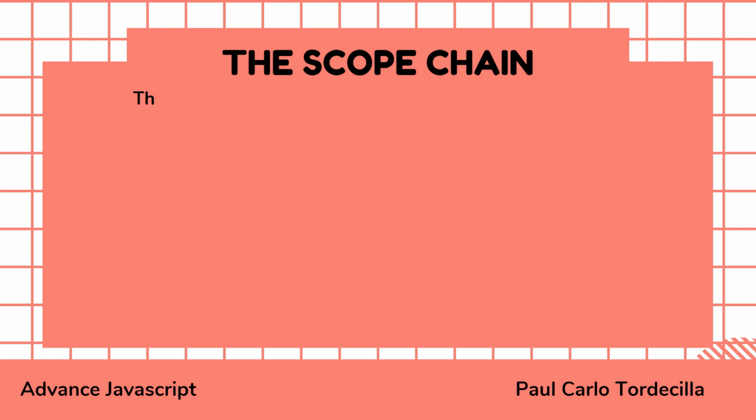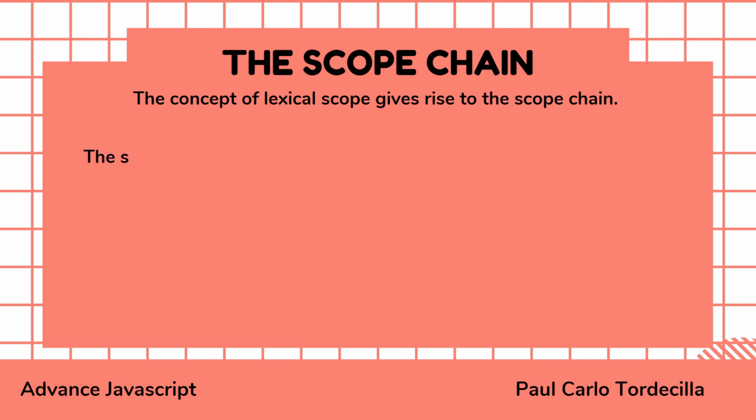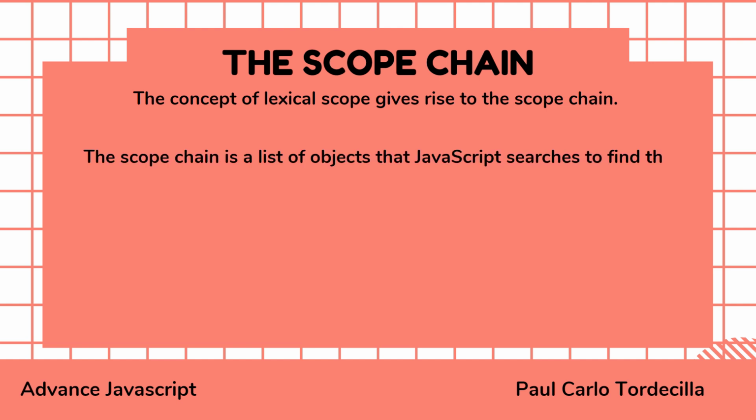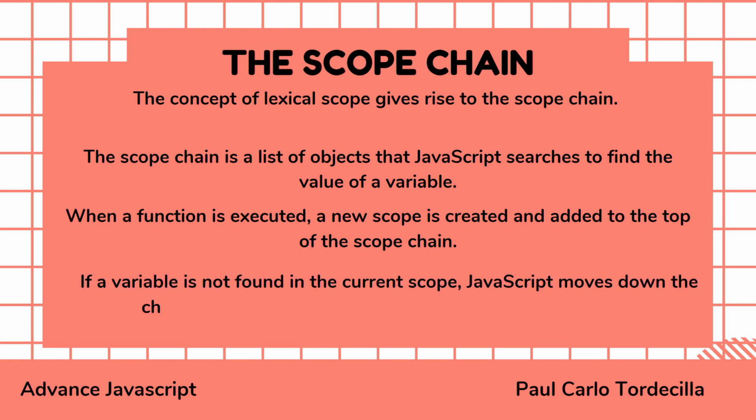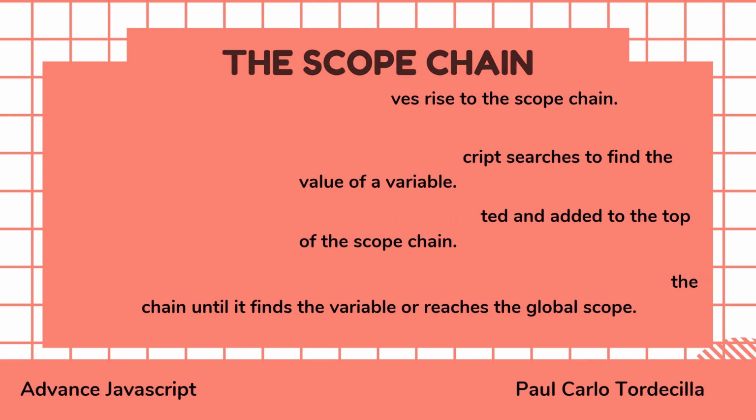The scope chain. The concept of lexical scope gives rise to the scope chain. The scope chain is the list of objects that JavaScript searches to find the value of a variable. When a function is executed, a new scope is created and added to the top of the scope chain. If a variable is not found in the current scope, JavaScript moves down the chain until it finds the variable, all the way to the global scope.